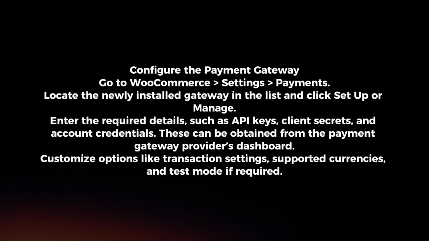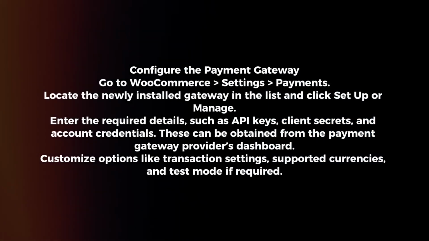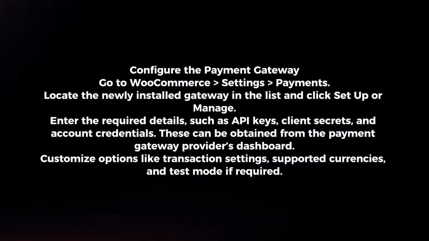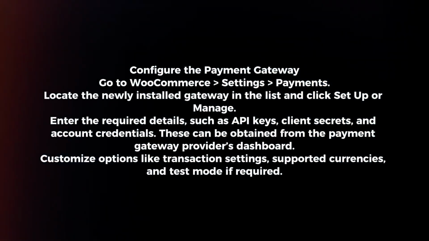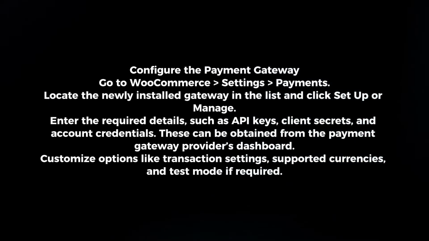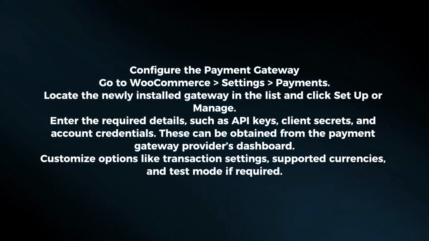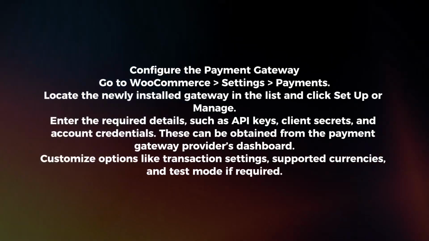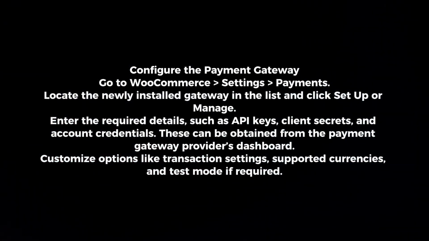Configure the payment gateway. Go to WooCommerce, Settings, Payments. Locate the newly installed gateway in the list and click Setup or Manage. Enter the required details such as API keys, client secrets, and account credentials. These can be obtained from the payment gateway provider's dashboard. Customize options like transaction settings, supported currencies, and test mode if required.